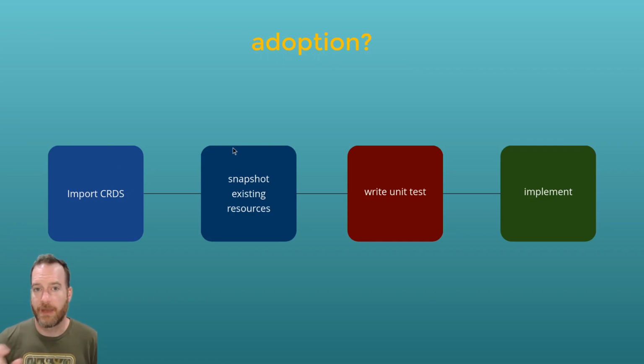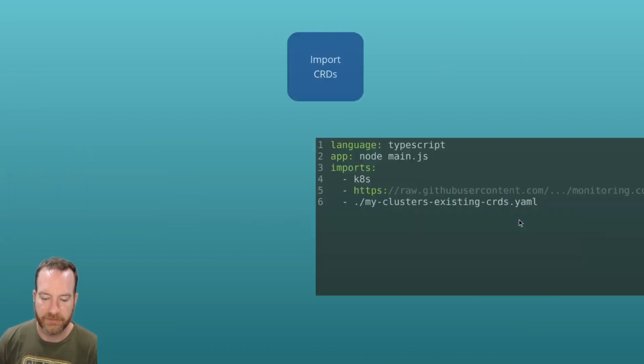And then I'm going to start snapshotting out the resources that already exist in that cluster and save those off as JSON files. I'm going to write unit tests that leverage those snapshots to verify that the constructs I'm about to build match those existing resources. And then I go and I implement my constructs.